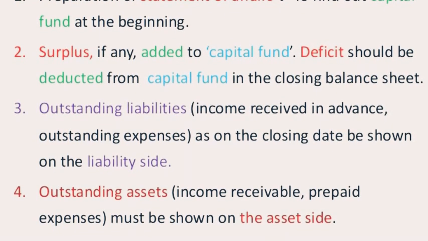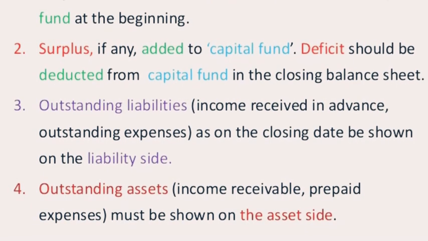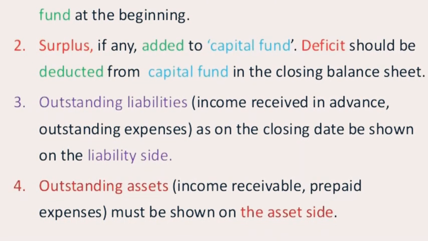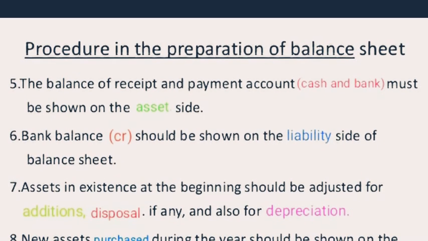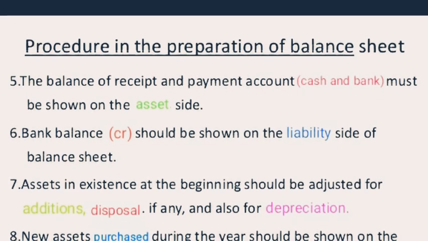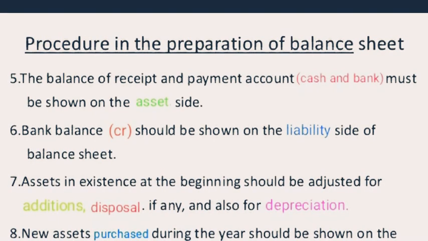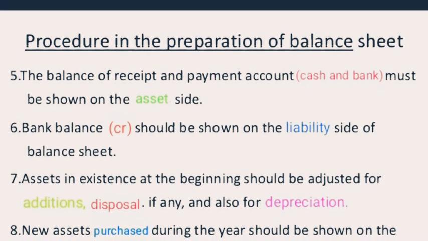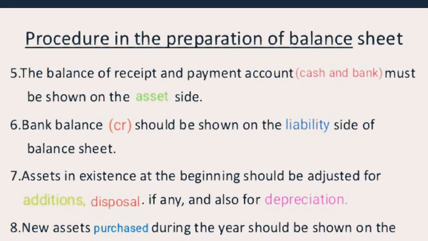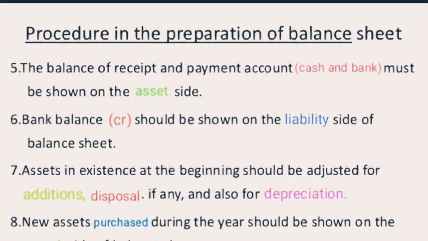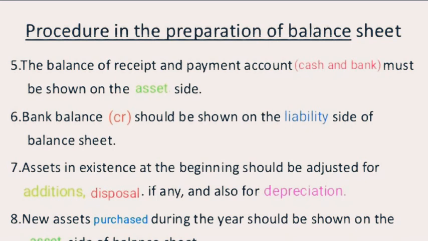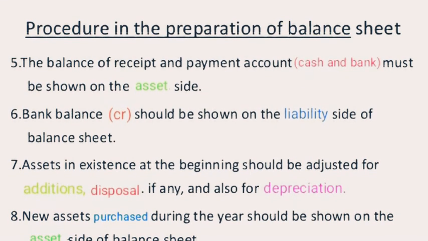Now for preparation of the current year balance sheet, we have already calculated the capital fund from the previous year closing balance sheet. With that we will add surplus, and finally we will calculate the closing capital. Next, from the receipt and payment account, all the capital receipts will be recorded as a liability and all the capital payments will be recorded as an asset.